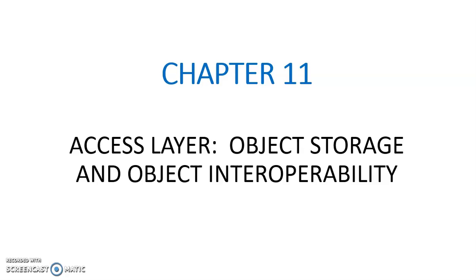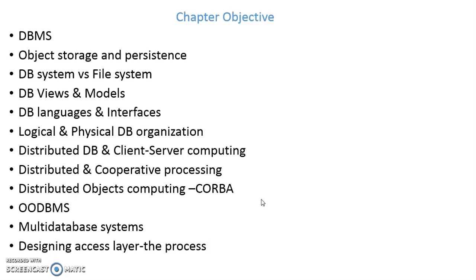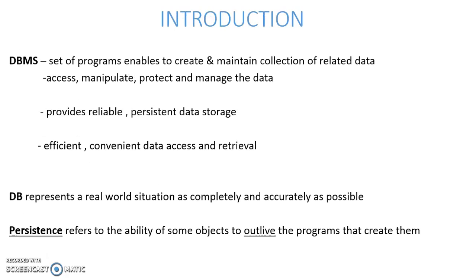This chapter is access layer, object storage and object interoperability. These are the different topics in this unit. Starting from DBMS, we will end with designing an access layer.